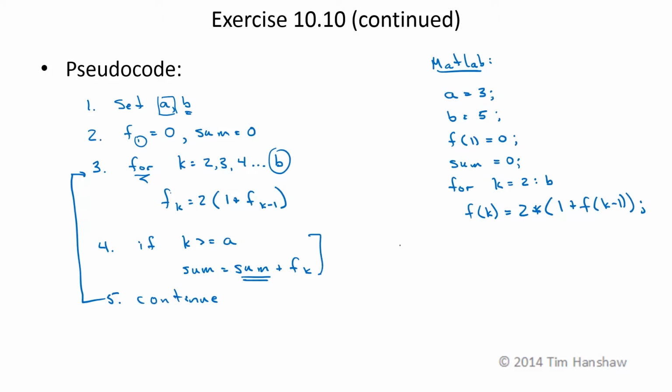Now I'm going to put my decision in there. If k is greater than or equal to a, sum is equal to sum plus f of k. I can end my if statement and I'll end my for loop. And that looks like it'll do what I've outlined in my pseudocode.